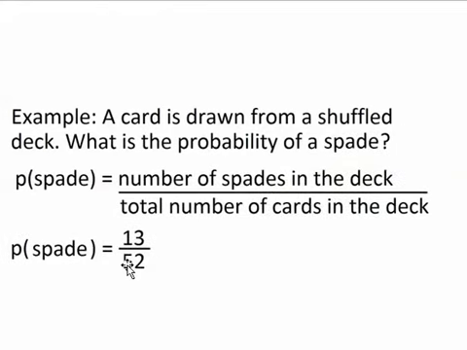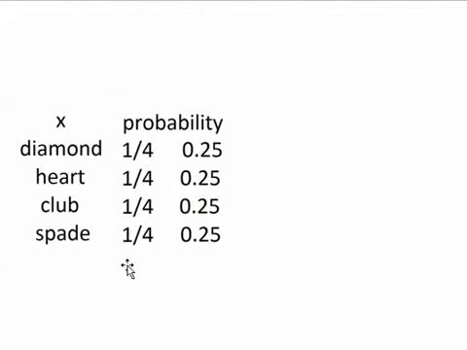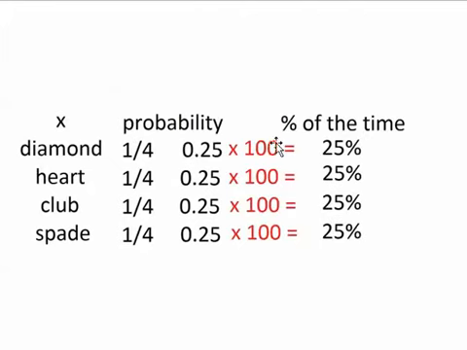So a spade is also going to be the same answer. And here's the table that shows all of our answers. And now let's multiply each probability by 100 to find out the percentage of the time that suit will be drawn. Well, these all come out to 25, so over the long run, each suit will appear 25% of the time if you're drawing from a shuffled deck.